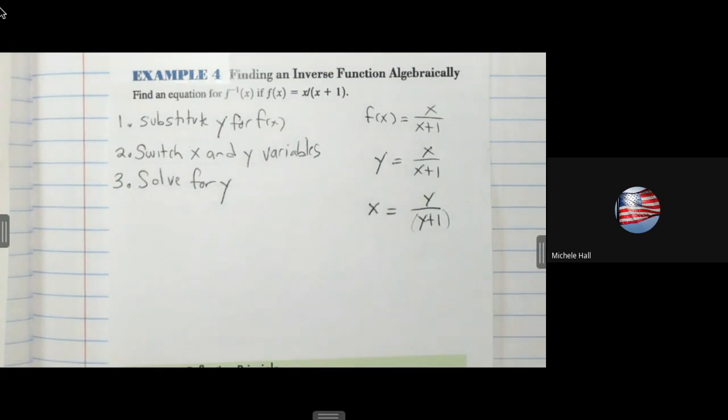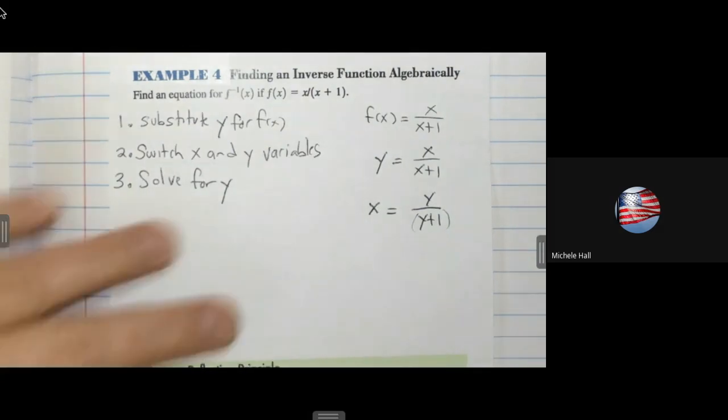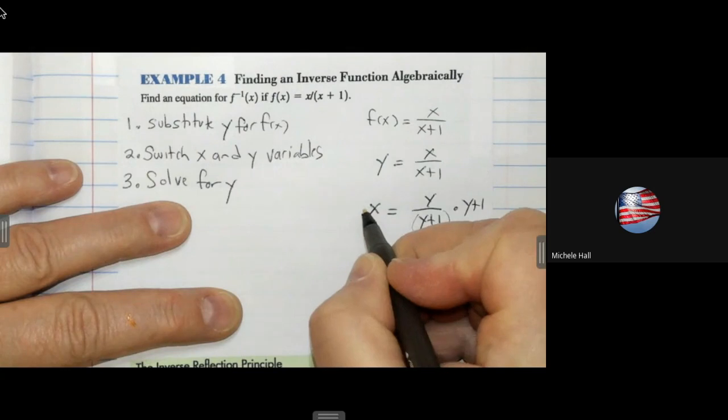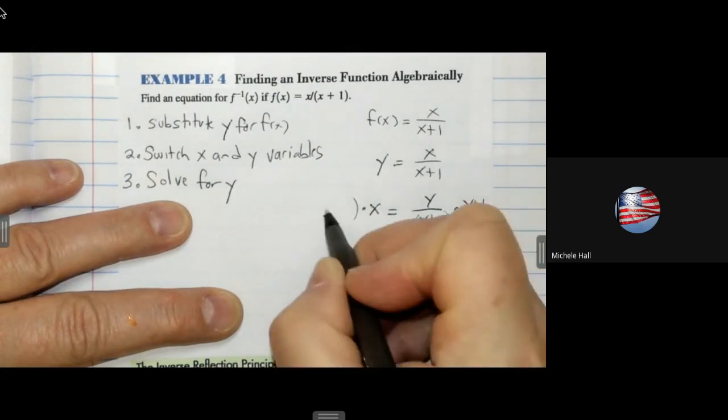How could I get that? If it just said y down there, what would you do to get y out? Exactly. We know that we can multiply this side by y plus 1. And whatever we do to one side of the equation, we do the same thing to the other side.